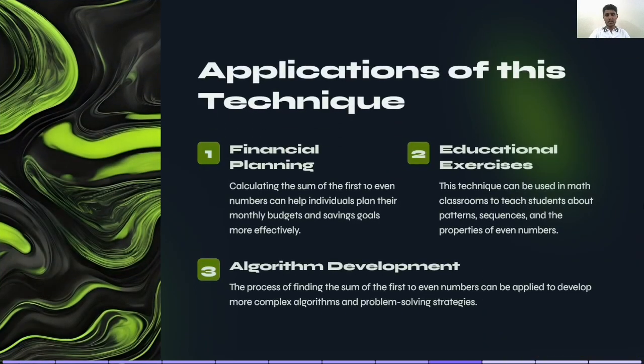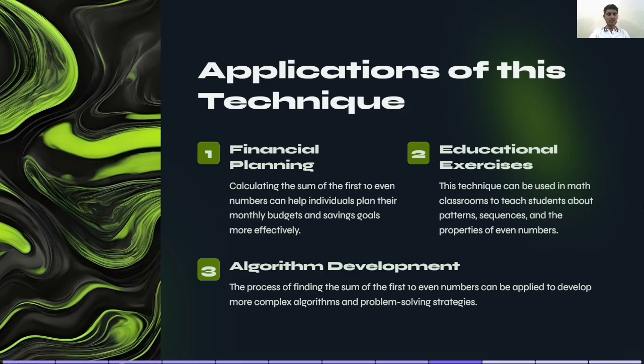Application of this technique. Financial planning. The first one is financial planning. Let's see about this. Calculating the sum of the first 10 even numbers can help individuals plan their monthly budget and saving goals for more efficiency.